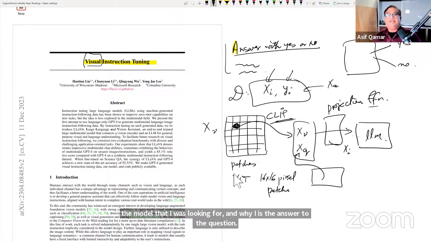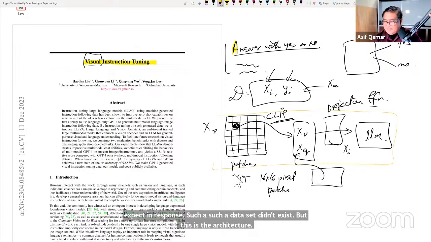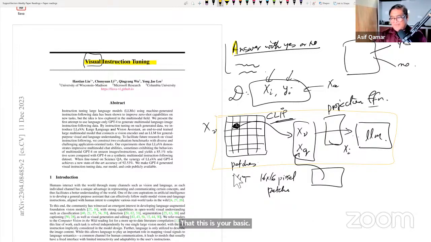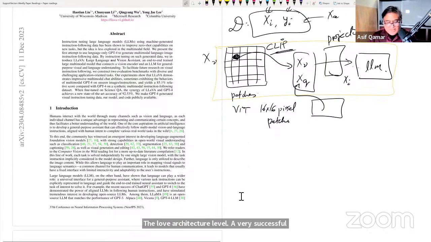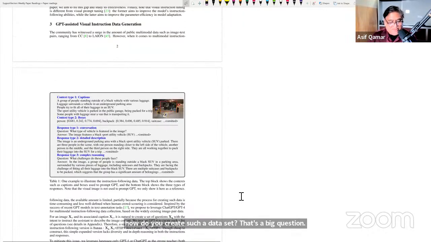Now, if only such a data set existed, right? You have an image, you have a nice input question, and you have a good, nice answer that you expect in response. Such a data set didn't exist. But assuming that it existed, this is your basic training architecture of LLaVA, a very successful large multimodal language model. So how do you create such a data set? That's the big question. What they did is something quite interesting.